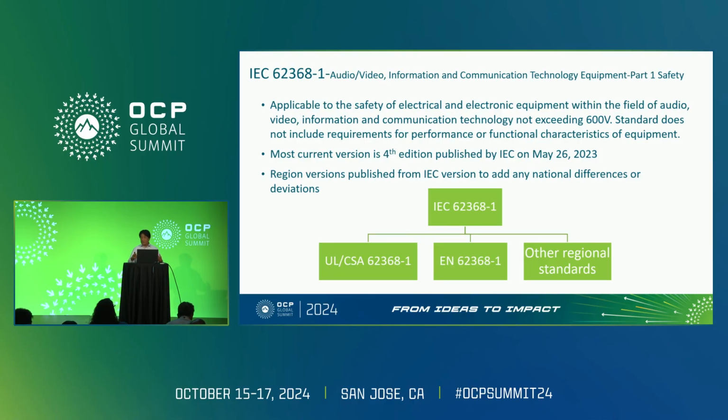Based on that, the other regions will take that standard and create their own standard. So in the US and Canada, it's the UL 62368, or the EN for Europe, and a lot of other regions will adopt this standard and create their own version. One example would be in the US, the UL 62368, where they would incorporate all of the National Electrical Code requirements, right?